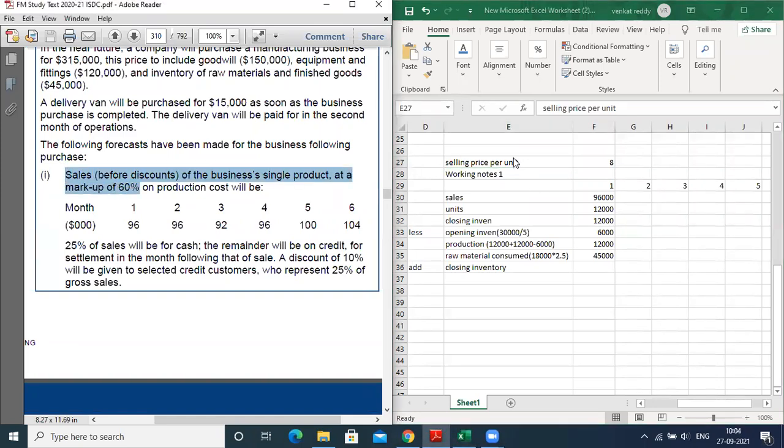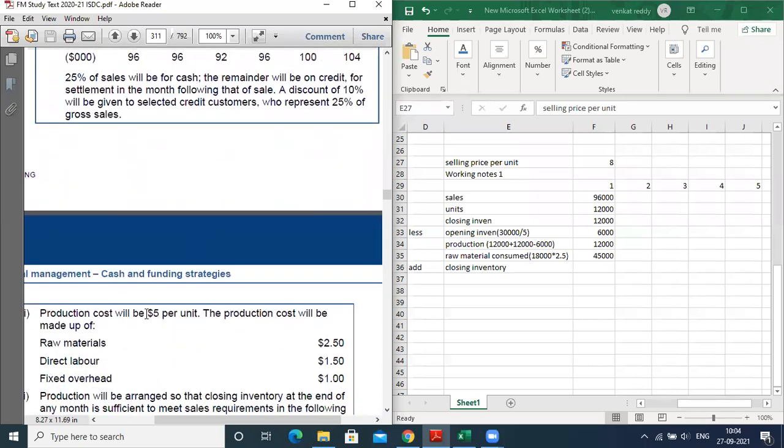So selling price per unit will be, production cost is how much? $5. Here you can see production cost is 5, and on that 60% profit. So whatever total value we'll get, that will be considered as selling price per unit. So our selling price per unit is 8. Then the sales is 96,000, and sales units. So how we will be getting the sales units? 96,000 divided by 8. That is total sales divided by selling price per unit 8. So we got a sales unit of 12,000.